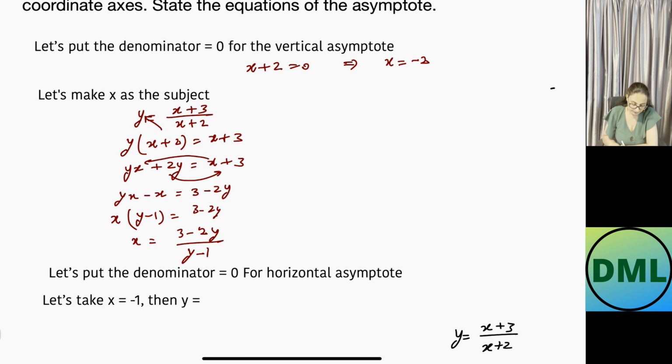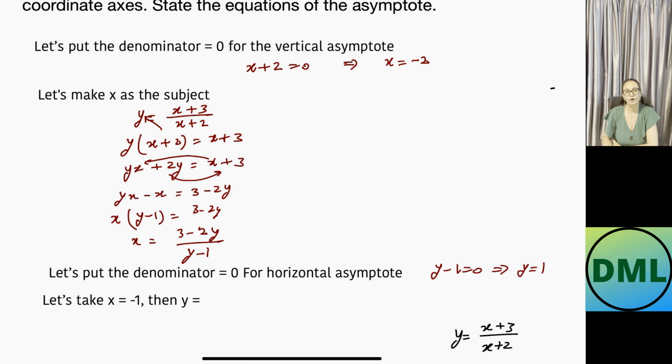Let's put the denominator equal to 0 for the horizontal asymptote. What is my denominator? My denominator is y minus 1. Let's put y minus 1 equal to 0. This shows you that my y value is equal to 1. This is my horizontal asymptote.